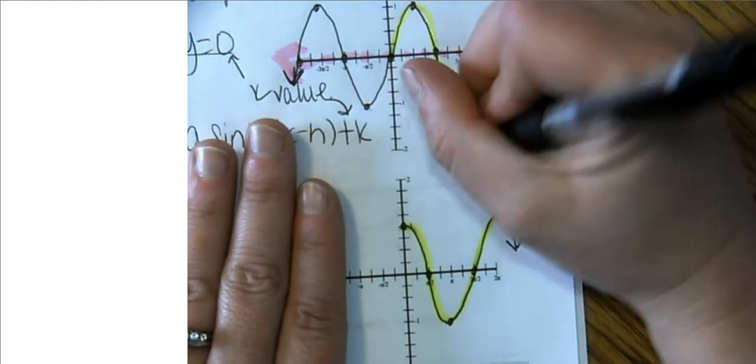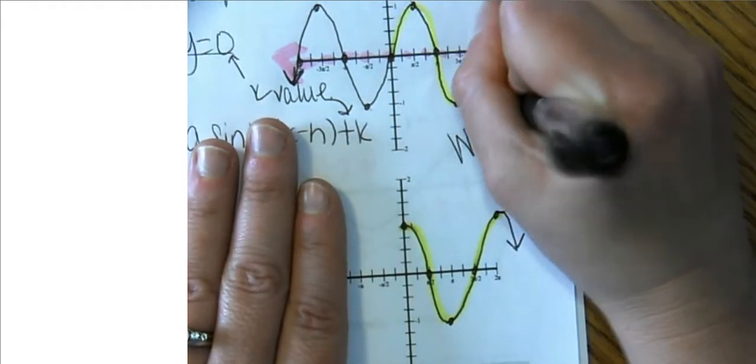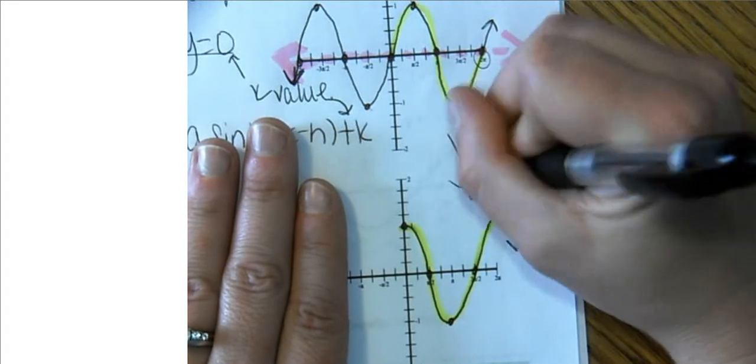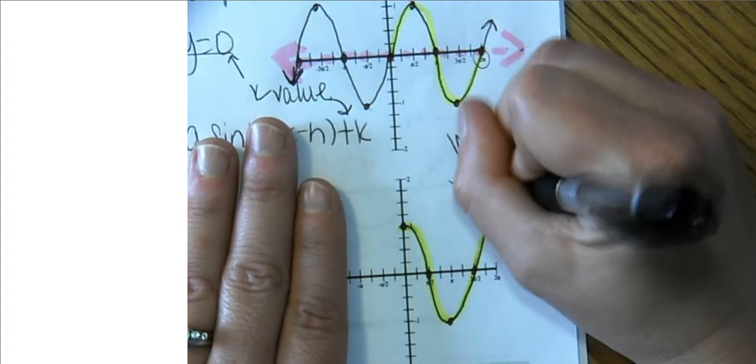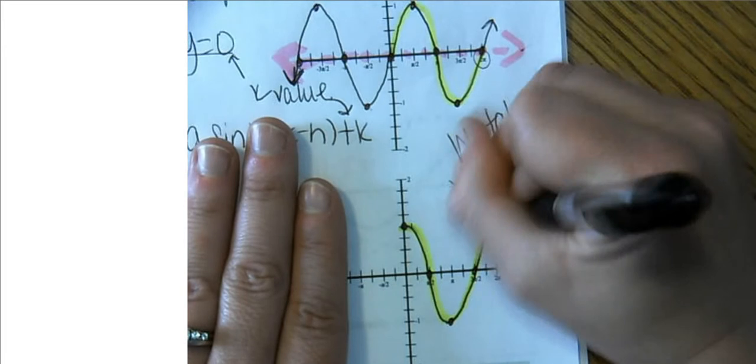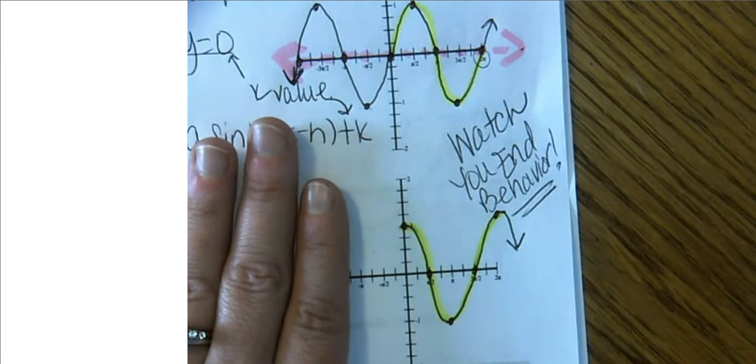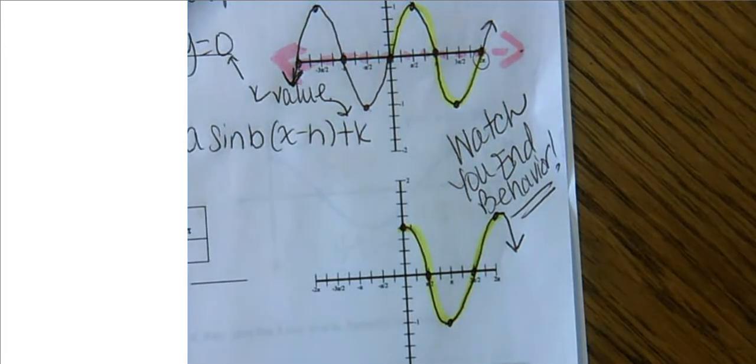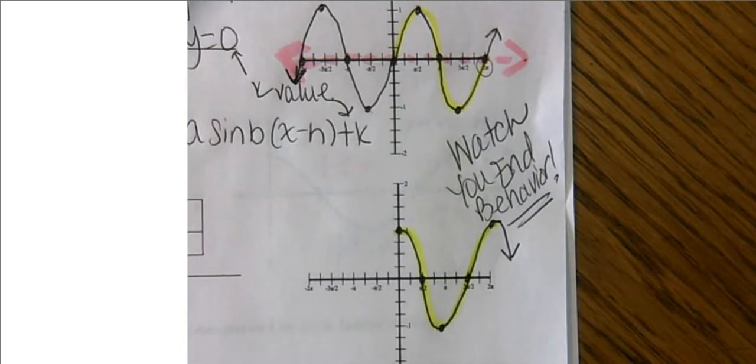So I really want to encourage you guys to please watch your end behavior and really anticipate what is going to be the next location. Is your next location going up or is your next location going down? Where is it going to be? Pay attention to those maxes and mins as you are graphing.